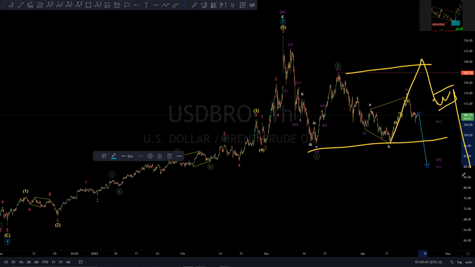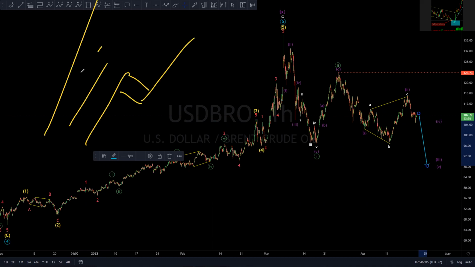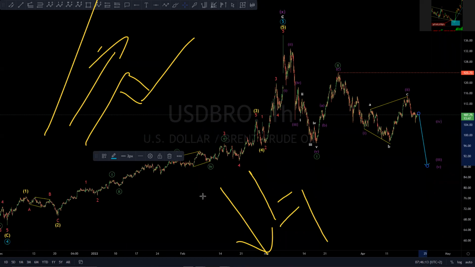And why an impulse after a corrective structure? Because the sequence preceding the correction itself is impulsive. So one would expect that the impulse continues. Remember, in Elliott wave there's impulse, correction, impulse. This is for upside. For downside is the same thing: impulse, correction, impulse. So that's what we'd be expecting to see on oil going forward.